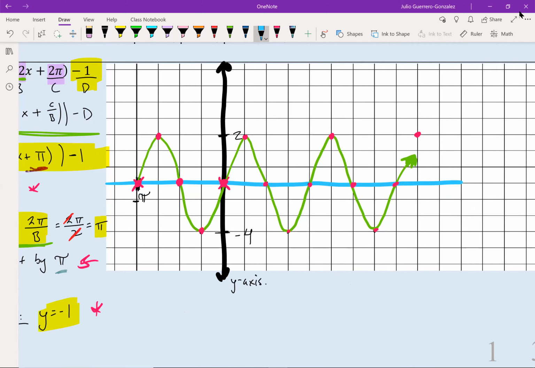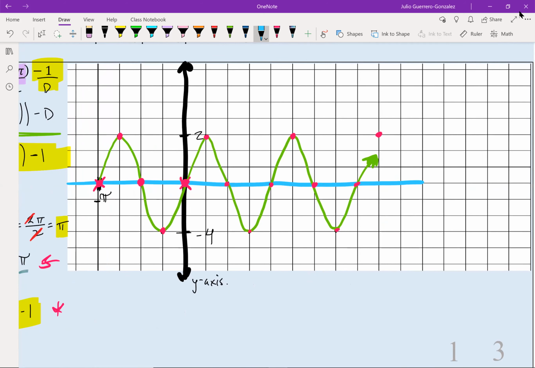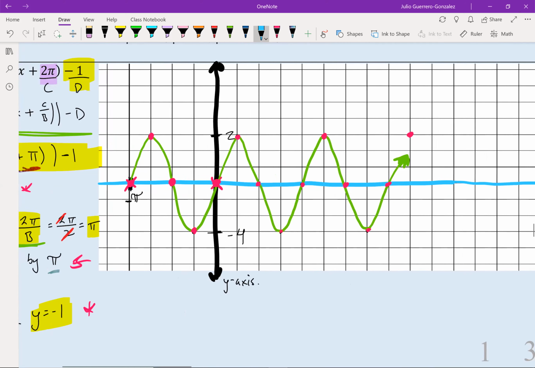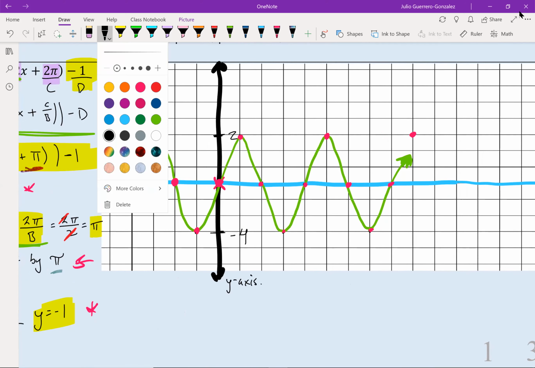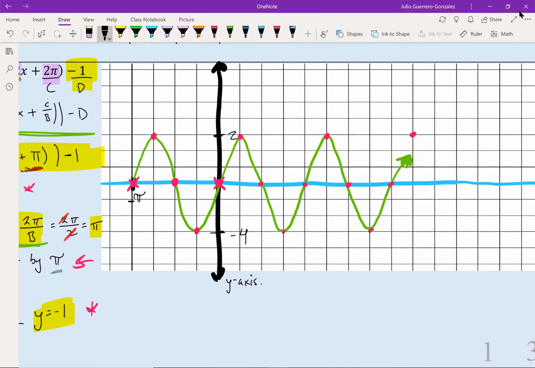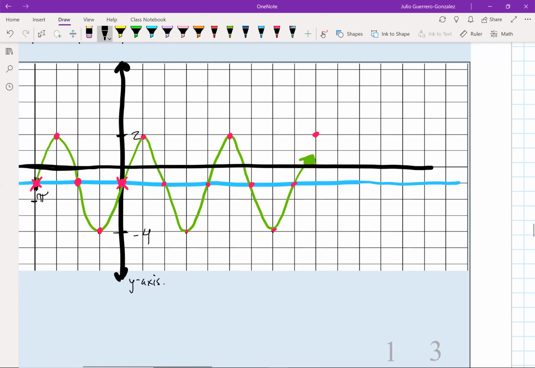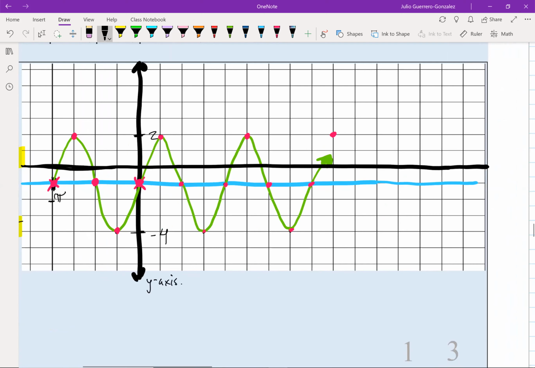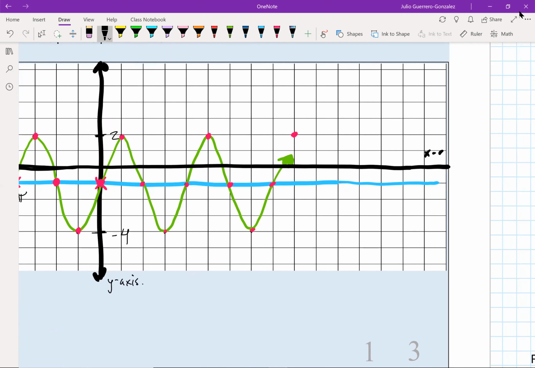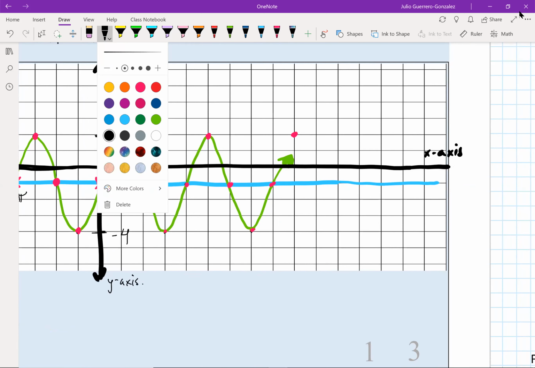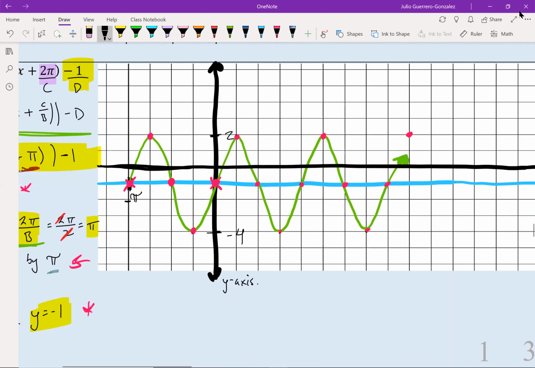Okay. Let me actually continue this line really quick. So let me make the x-axis a little more, okay, so let me go all the way across. So this is still our x-axis. And this is our y-axis. Oh, it's down there. So now, let me actually get rid of this.